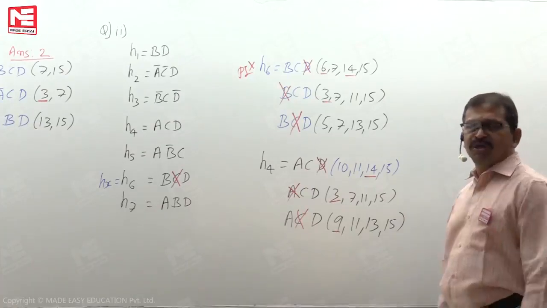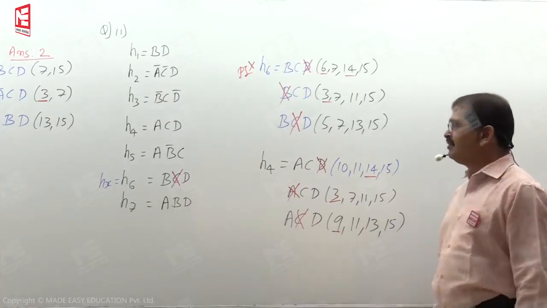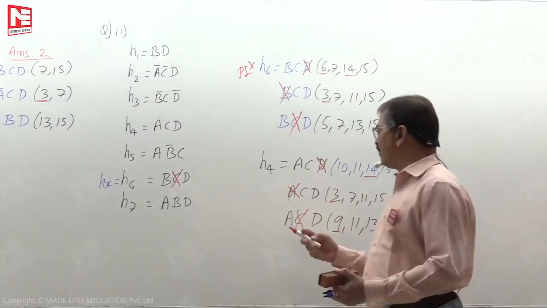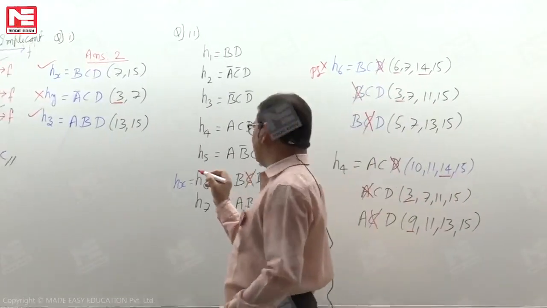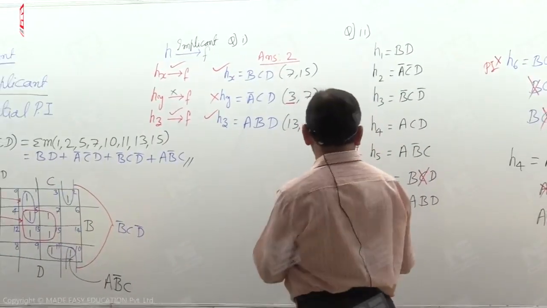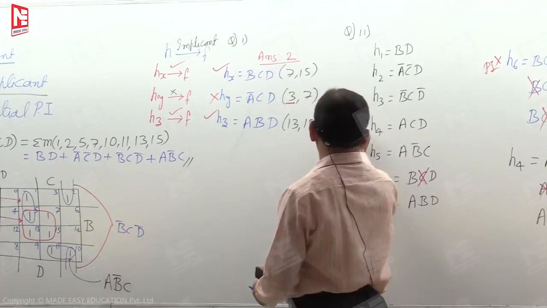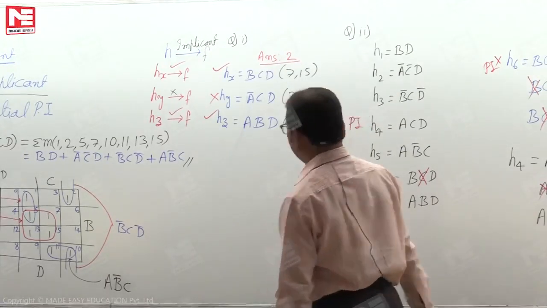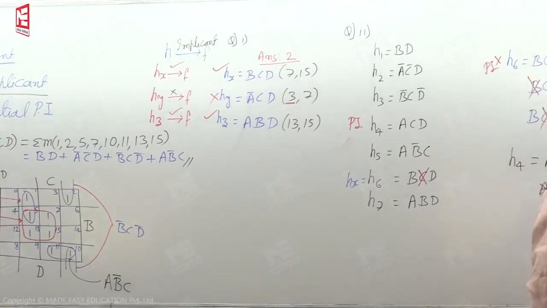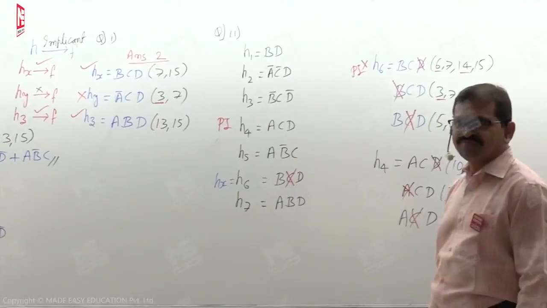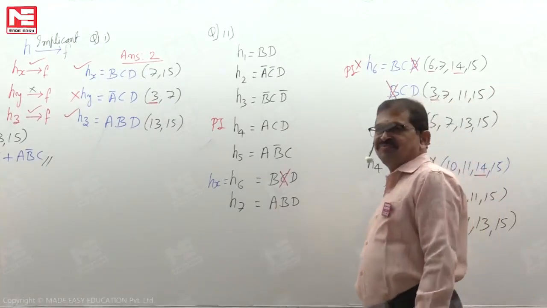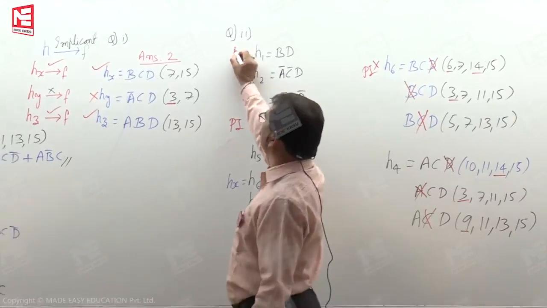Once we are unable to remove any one of the literals from this product, H4 we are referring to, the product must be named a prime implicant. If you check like this, you will have the conclusion.